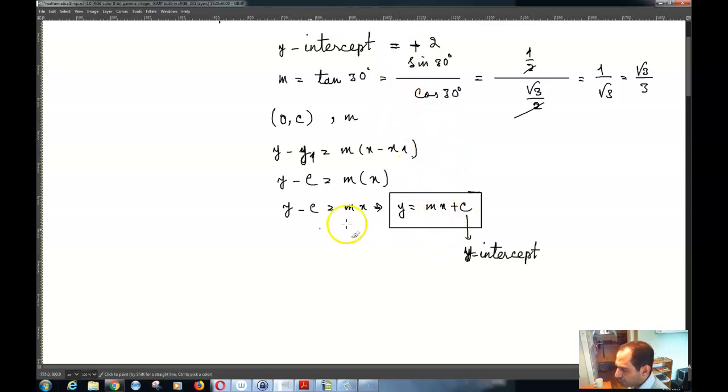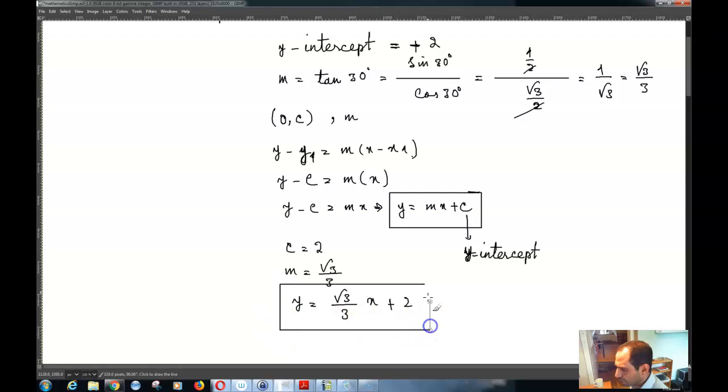So now your y-intercept, your c over here, is equal to 2, and your m is equal to square root of 3 thirds. So then the equation of the line becomes y is equal to square root of 3 thirds times x plus 2, and that is the equation of the line.